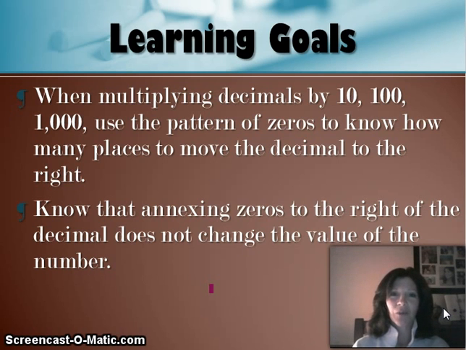When multiplying decimals by 10, 100, and 1,000, use the pattern of zeros to know how many places to move the decimal to the right. Your second learning goal for this evening is to know that annexing zeros to the right of the decimal does not change the value of the number. Write both these learning goals into your journal. Pause the video, write those down, and when you are finished, continue, please.